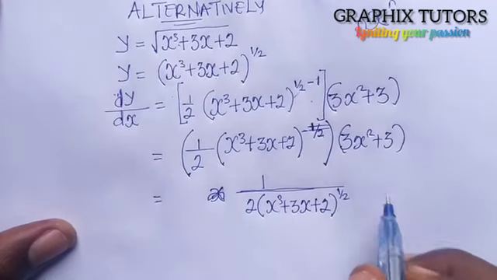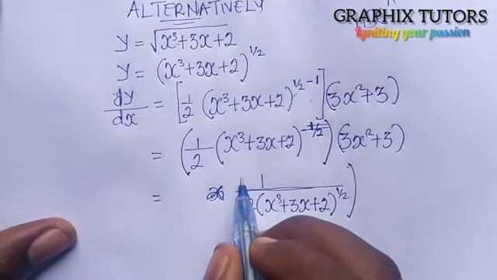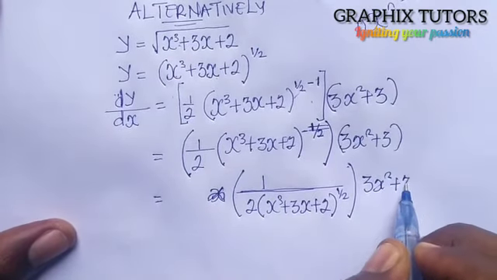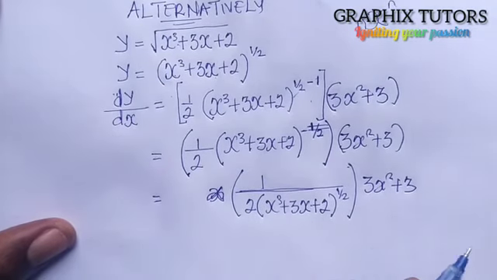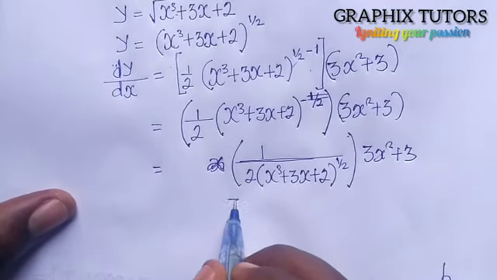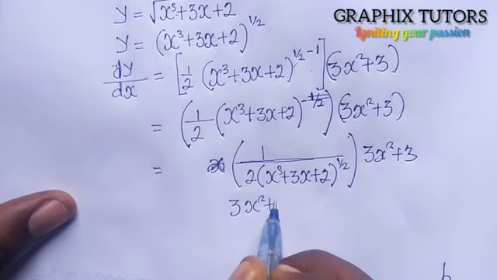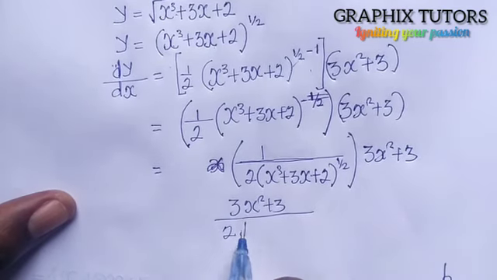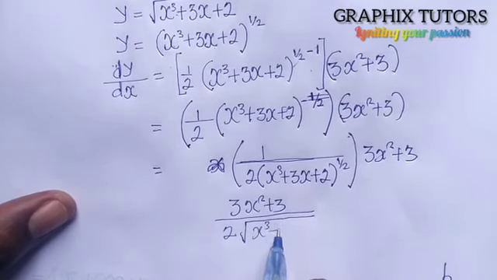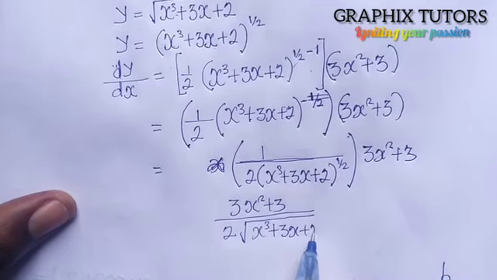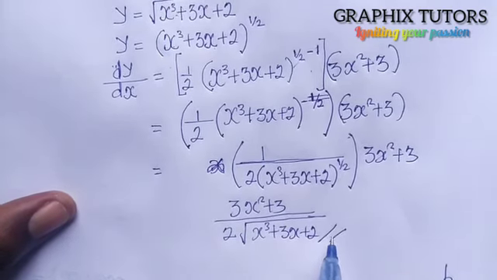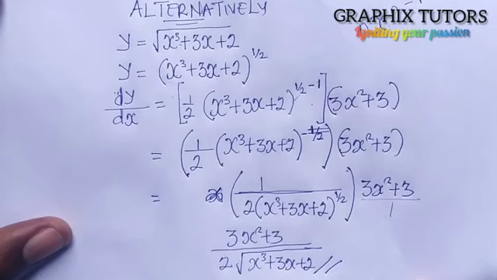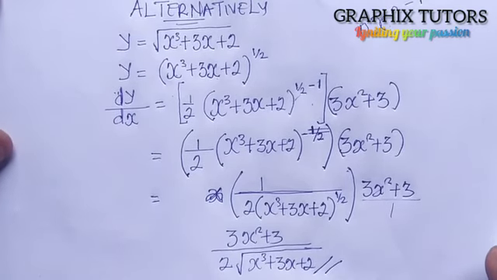So in doing that, I'm still left with 3x squared plus 3. So this multiplied by this is going to give us 3x squared plus 3 all over 2, this square root, I'll have x cubed plus 3x plus 2. So this is my answer, because it's like saying over 1. So any of the two methods that you deem fit for you to use, you're free to do that.